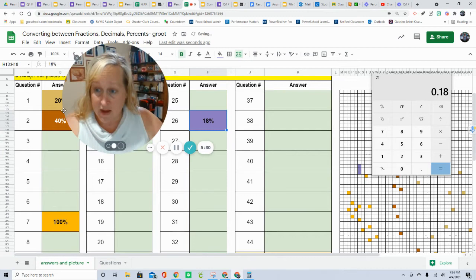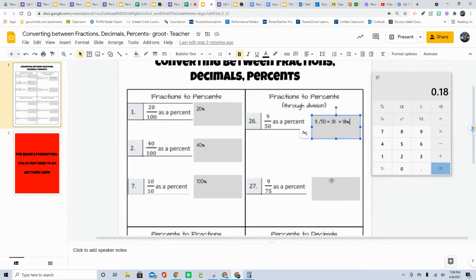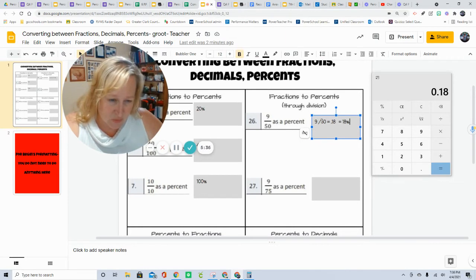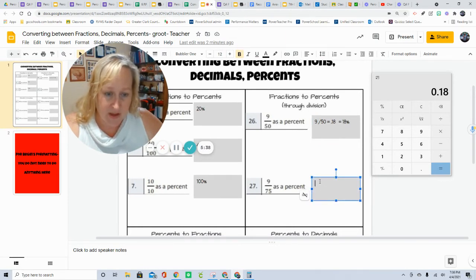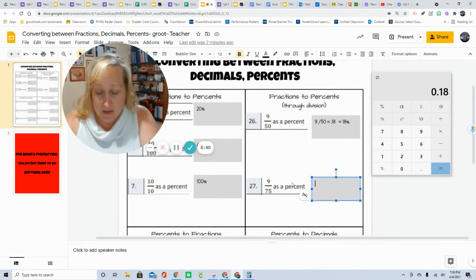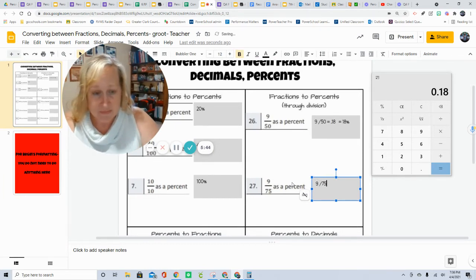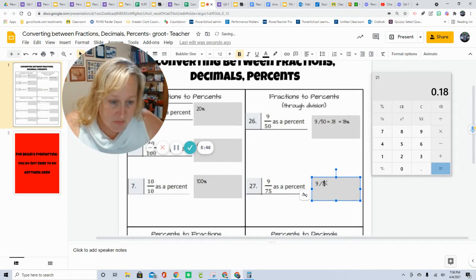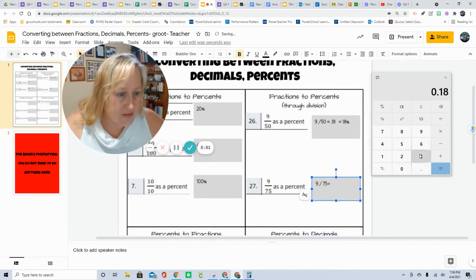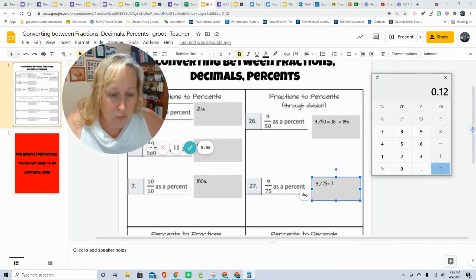And I can tell that I'm right because my numbers change colors. All right, let's go back over here. This one is why I showed you that you can divide here. Okay, so that 9 over 75 means 9 divided by 75. That looks awful. Which equals, let's see, 9 divided by 75 equals 0.12.